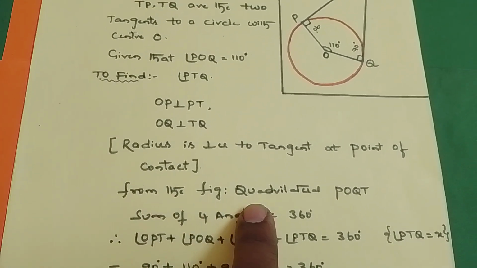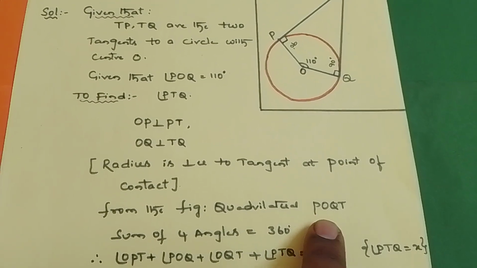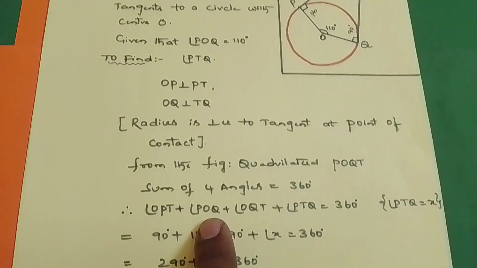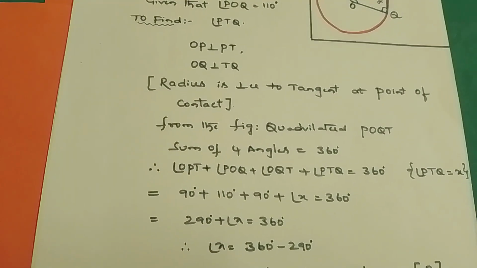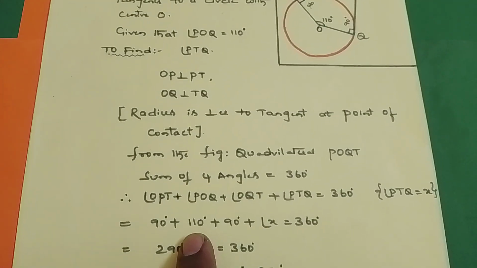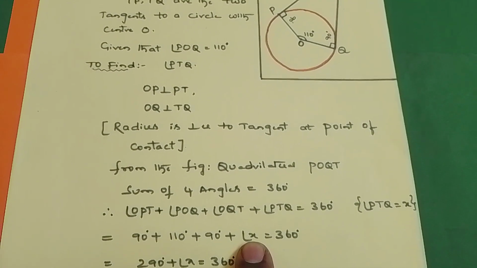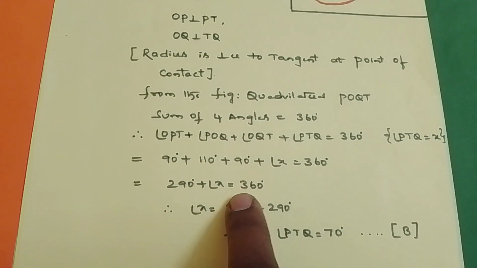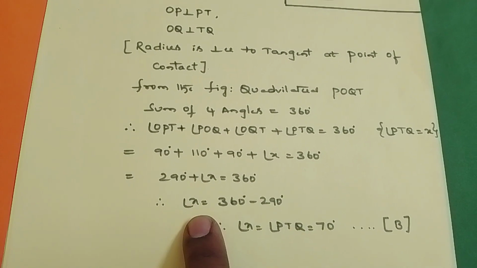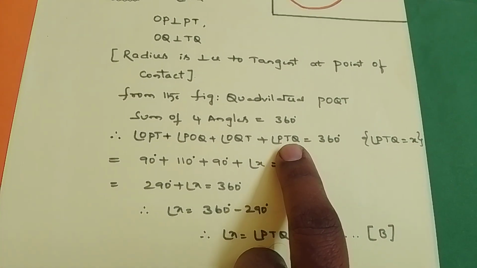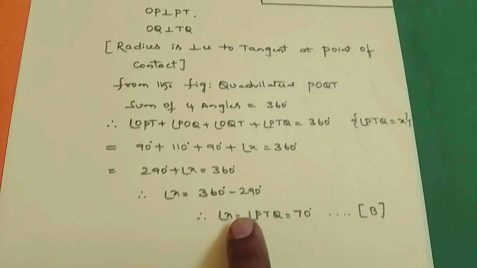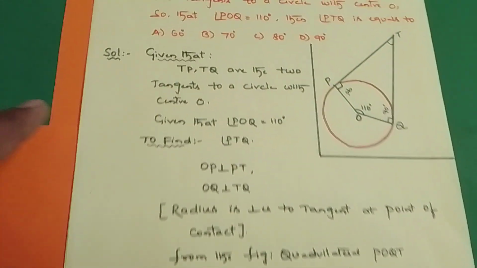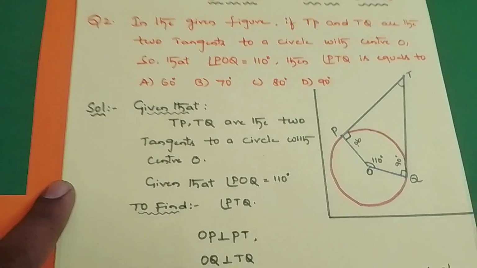Therefore from the figure, in quadrilateral POQT, the sum of four angles equals 360 degrees, right? Therefore find all the angles except the unknown value, that is except the T value. Substitute all the values and simplify. Therefore angle X, which is nothing but angle T, is equal to 360 minus 290, that equals 70. So this is option B, 70 degrees.